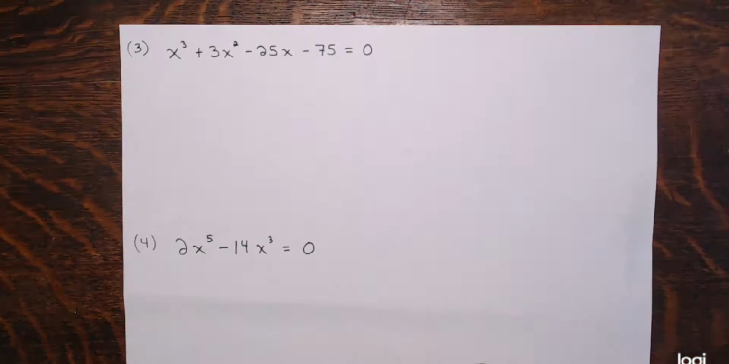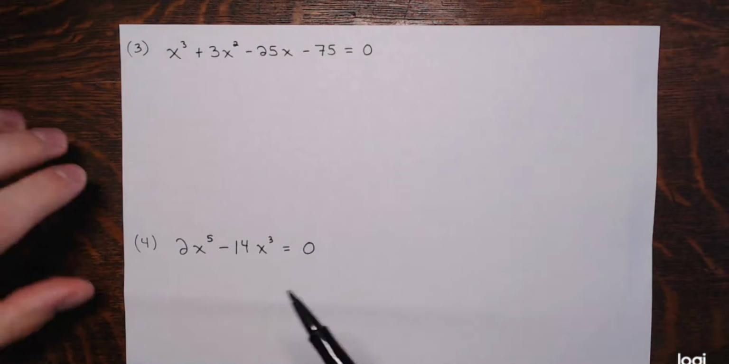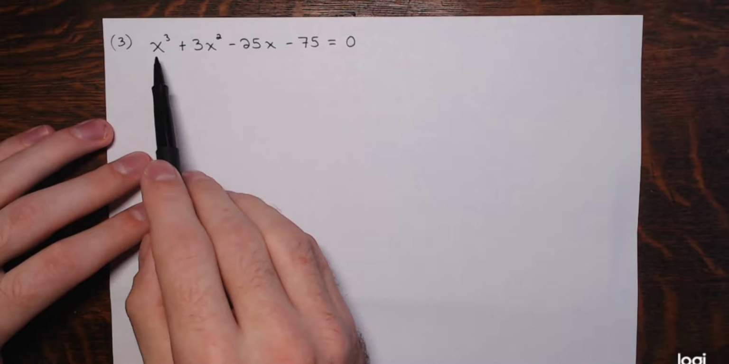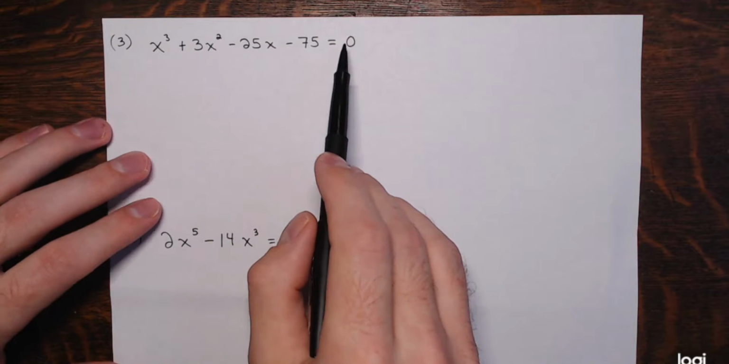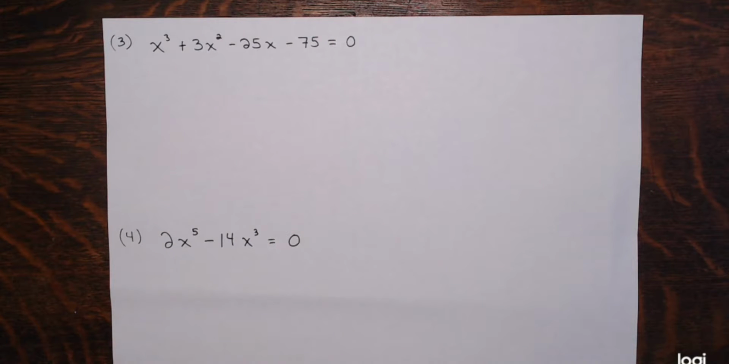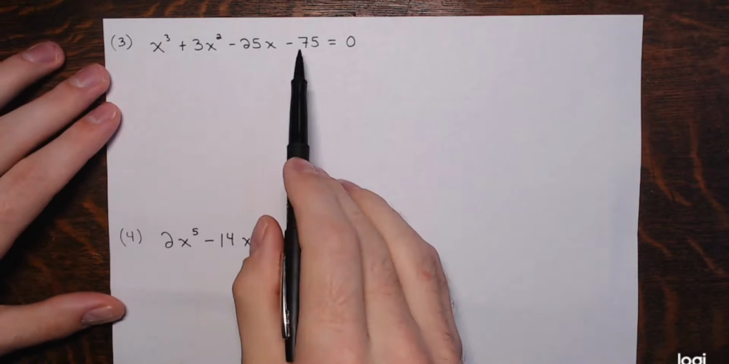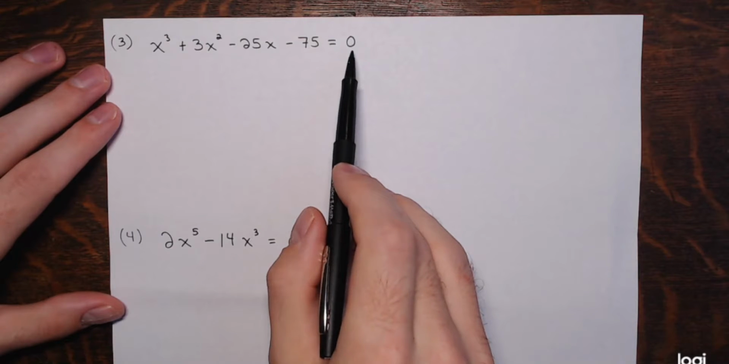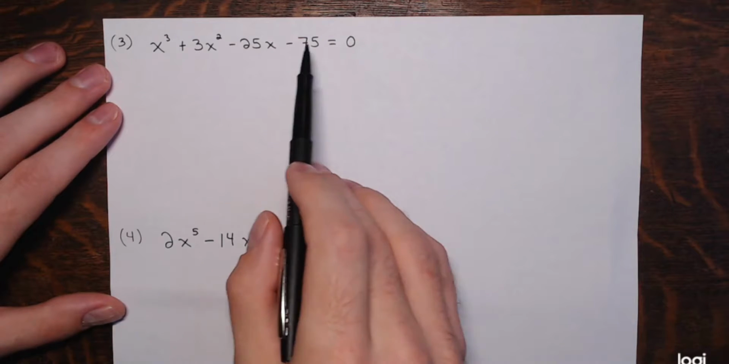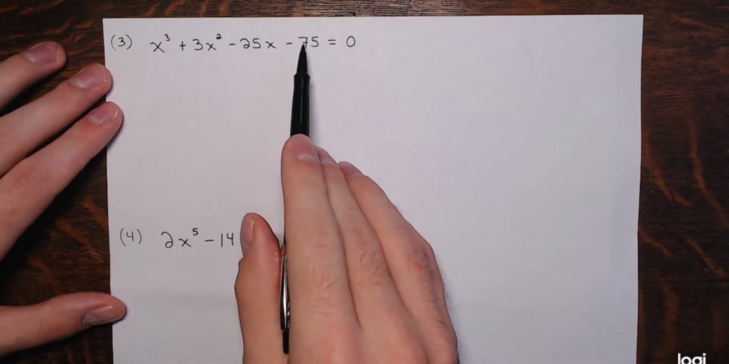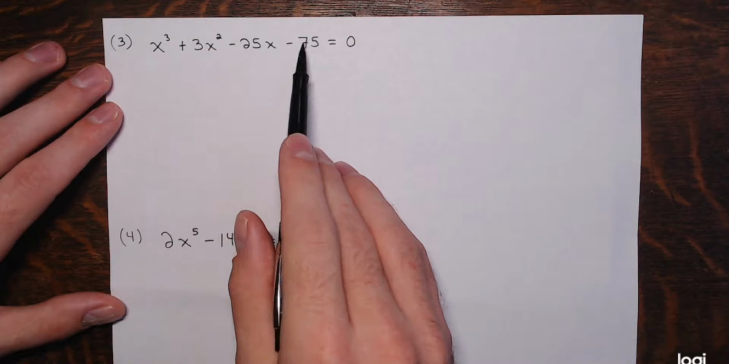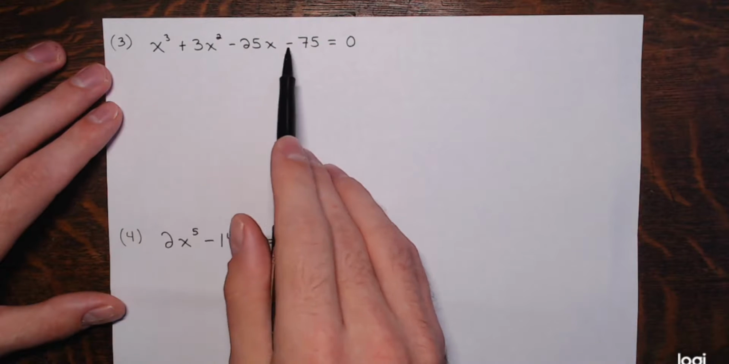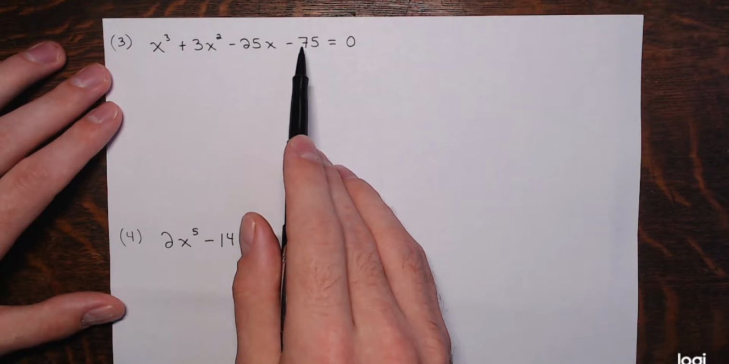very similar to number 2. X cubed plus 3x squared minus 25x minus 75 equals 0. So once again, I have it in the form that I want already. Right? If I'm going to try to solve it by factoring, got polynomial on one side, 0 on the other. And now I try factoring this, and once again we have a polynomial with more than 3 terms. So I'm going to attempt factoring.